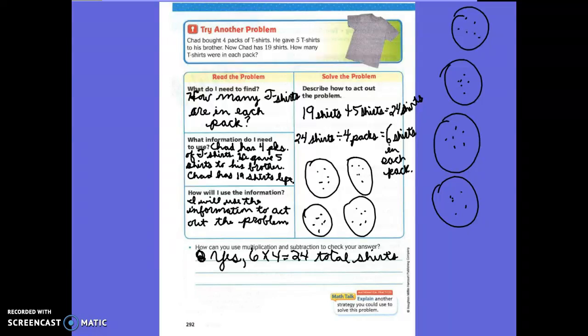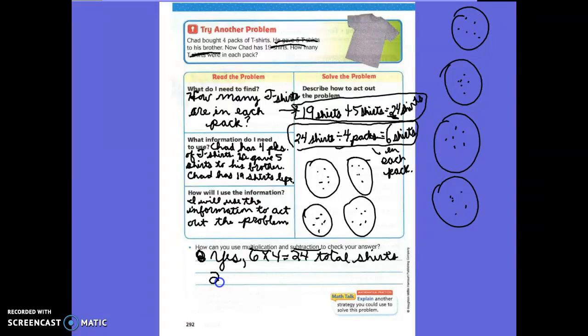Now what would you do to subtract? Okay, we did the division, we did the opposite of the division problem. Six shirts divided by four packs equals 24 total shirts. So the next problem, guys, we're having some troubles. But if you look at the word problem, it's telling you how to do it. Chad bought four packs of shirts. We found how many total shirts he had. 24, which is our answer to our addition problem. When we are doing the opposite subtraction, we do the answer as the first number. So the subtraction problem would start with 24 shirts.